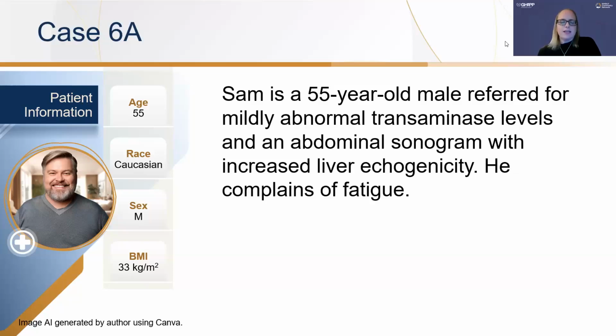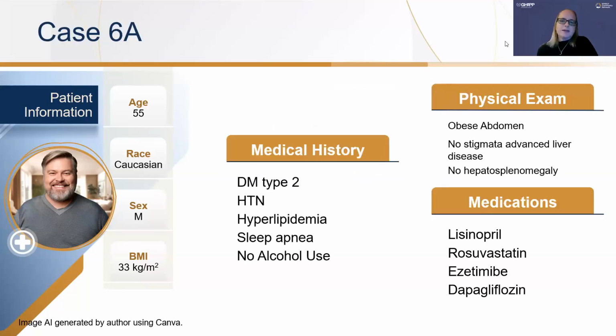55 years old. He's Caucasian. He has a BMI of 33, so he is obese. Classic patient. In terms of medical history, we can see that he has metabolic syndrome. So we have diabetes, hypertension, hyperlipidemia, sleep apnea. He's got the whole bit. No alcohol use, so that's good. We do a physical exam. He is obese, but there's no stigmata of advanced liver disease. He has no hepatosplenomegaly on exam.